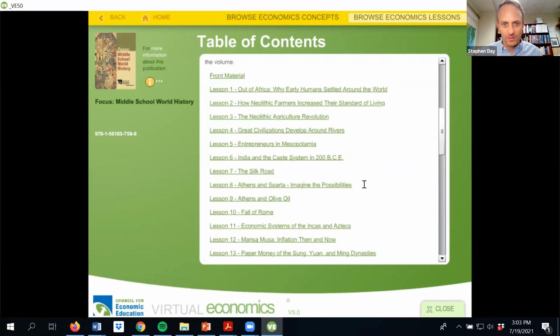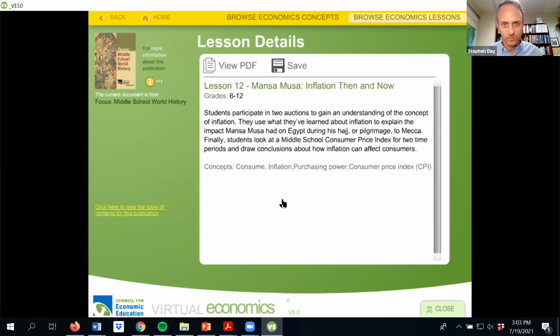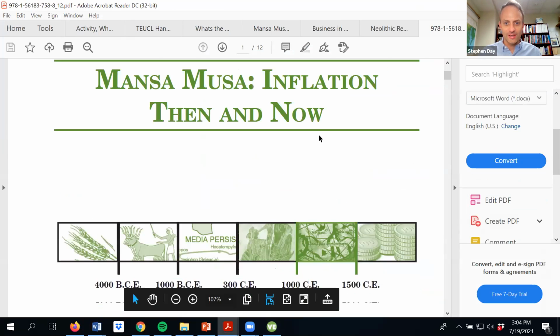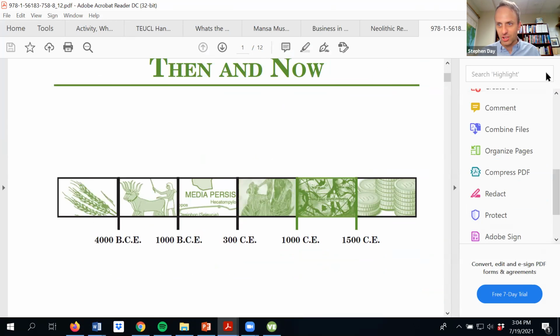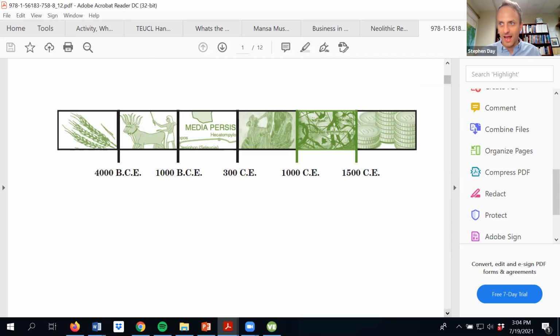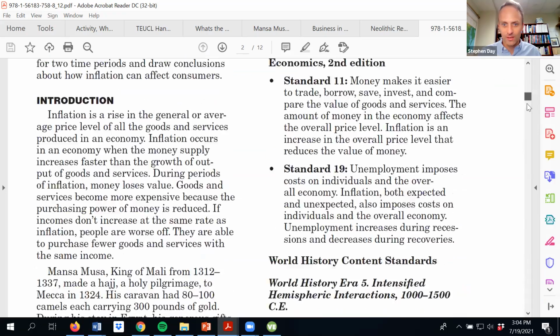And if you click one of them, let's go to the Neolithic one that we did. Actually, no, let's do Mansa Musa. Same thing, you can save, view the PDF, double click. And this one has students compare, it has a little auction where you can auction stuff off in your class and then increase the money supply as you auction things, and then watch what happens to prices.